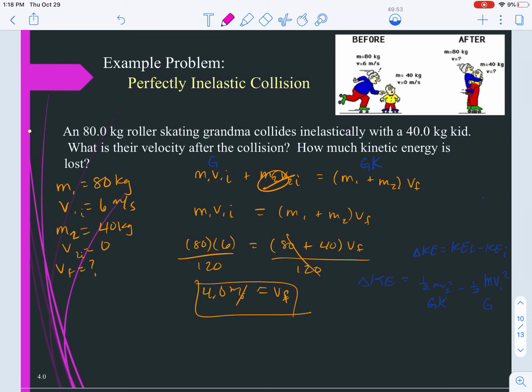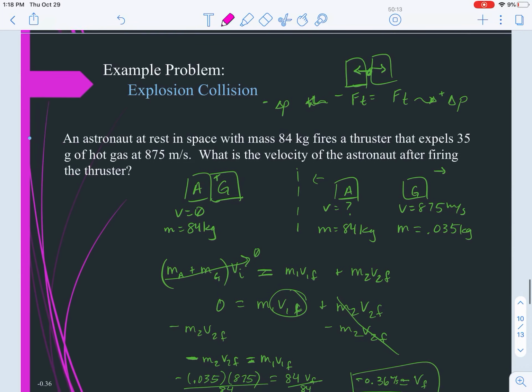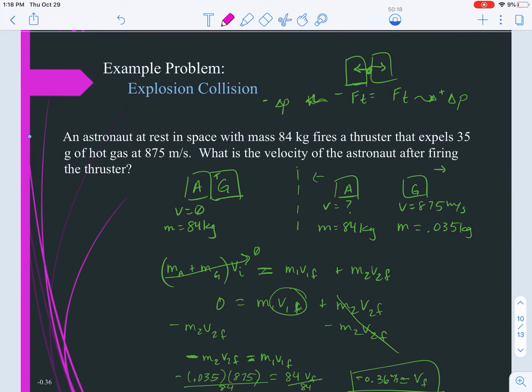Here is an example of a perfectly inelastic collision. So in this case, my objects were initially separate and then they joined together. So this is the traditional way to see it, but this is not the only way. We could also have perfectly inelastic collisions where my objects start together and then separate. So typically, that's going to be a situation where we have some sort of explosion. Sometimes this is called recoil.